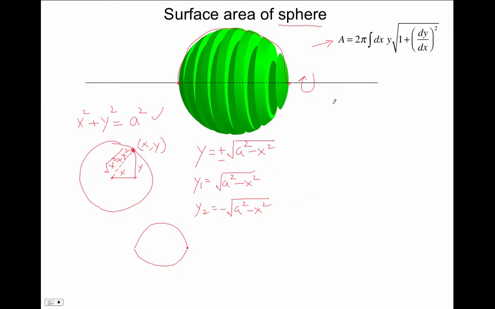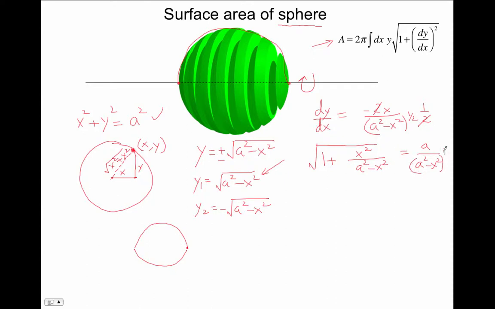But now let's come to using this formula. So obviously dy by dx, and I'm just going to take the positive root over here, dy by dx is then minus 2x over (a squared minus x squared) to the power half, and then there's a half here, so we just have dy by dx is minus x over that. In that case, the square root factor, 1 plus dy by dx squared, is 1 plus x squared over (a squared minus x squared), and that is, obviously when I add these two together, a over (a squared minus x squared) to the power half.